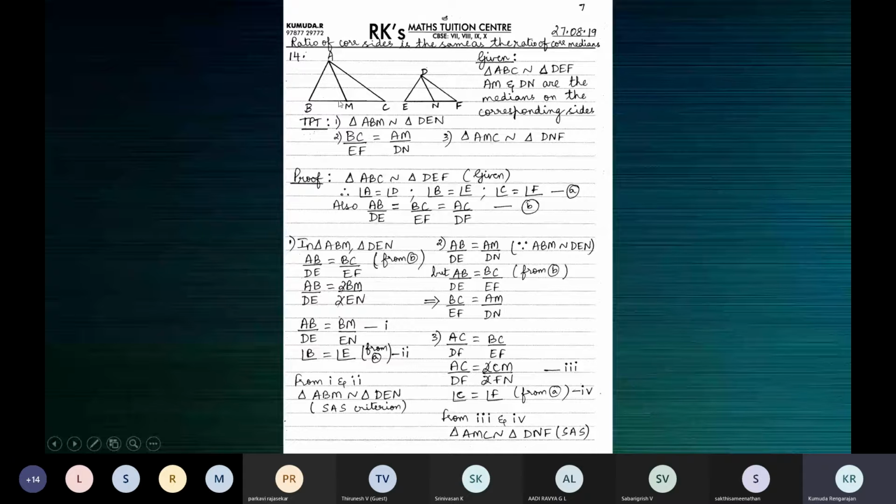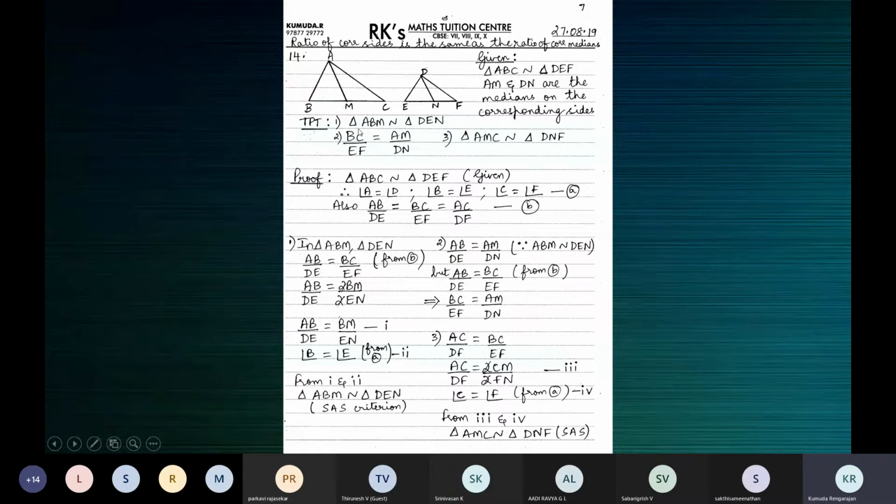So for these two triangles, the ratio AB by DE is irrelevant. So ignore this ratio AB by DE. Go ahead with these two, AC by DF and BC by EF. Because AC by DF is completely relevant, and BC by EF is relevant. Not completely, but we can make it completely relevant. So let's change that.